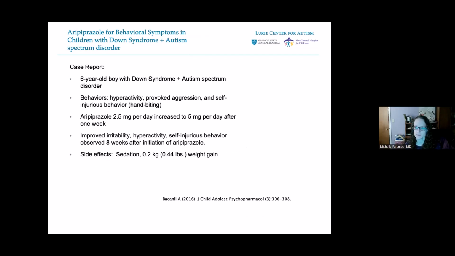And then the other one is aripiprazole for behavioral symptoms, again the other FDA-approved medication. In this case, they followed a 6-year-old boy with Down syndrome and autism spectrum disorder. The behaviors they were looking at were hyperactivity, provoked aggression, and self-injurious behavior, which in this individual was hand biting. The aripiprazole had gone up to 5 milligrams. Again, when I think about doses I may use for other patient populations, it is quite low. They did see improved irritability, hyperactivity, and self-injurious behavior after about 8 weeks, which is pretty good. The side effects were sedation and not as much weight gain.